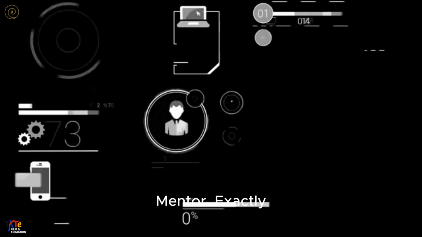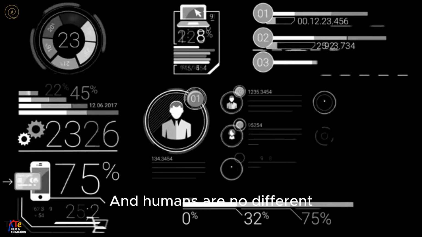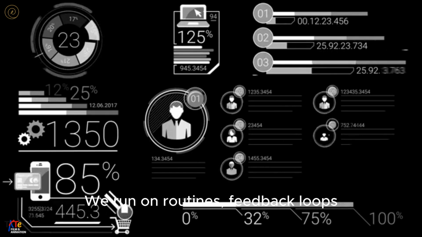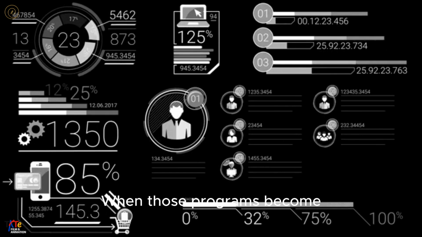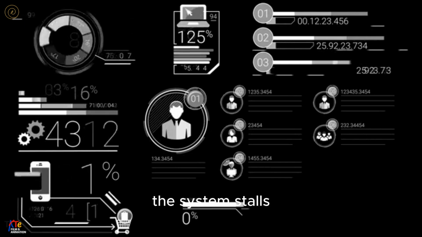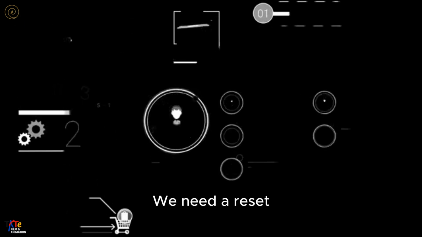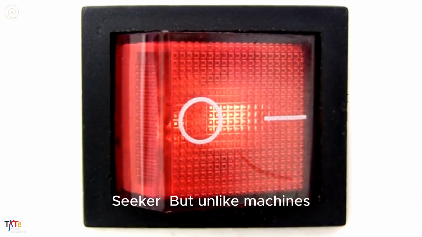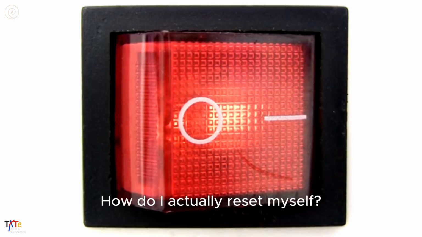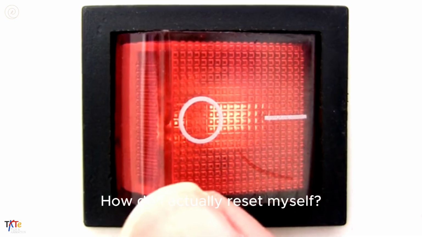Mentor: Exactly. And humans are no different. We run on routines, feedback loops, and internal programs. When those programs become cluttered or outdated, when the routines aren't serving us, the system stalls. We need a reset. Seeker: But unlike machines, we don't exactly have a power button to restart. How do I actually reset myself?